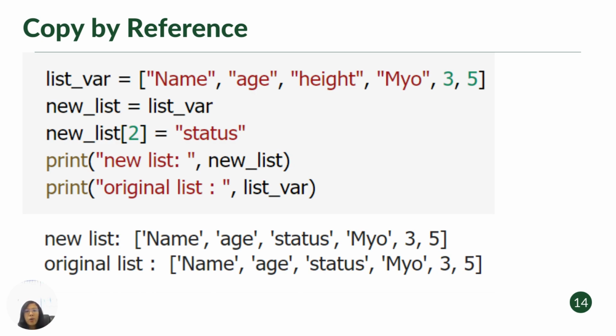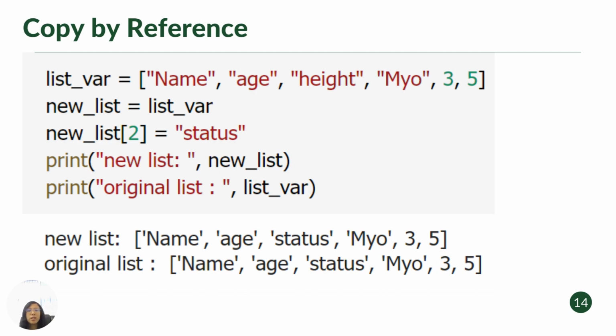I want to change the third element, which is at index 2, to status instead of height. So I use list indexing to replace it directly. New list of 2 equal to status. Then let's see what happened. In the new list, yes, it changed from height to status. But it also changed in the original list, which is list variable, where the third element became status.